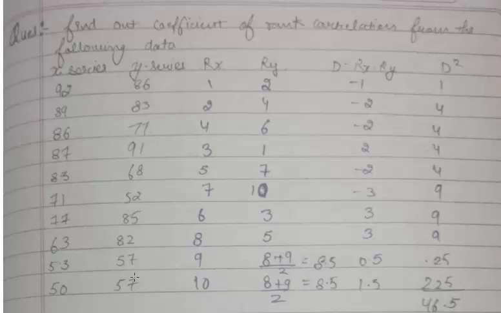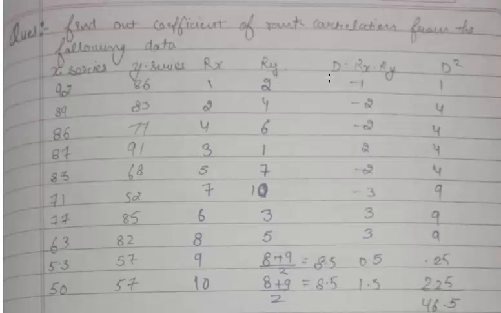Now we have to choose 2 ranks, either rank number 8 or rank number 9. So for this we have 2 options, rank 8 and rank 9. Then we find the mean of these 2 ranks: 8 plus 9 divided by 2 equals 8.5 and 8.5. So 9 ranks are given. Now the next value is 52, so we give rank 10. Now after giving the ranks, we find d.